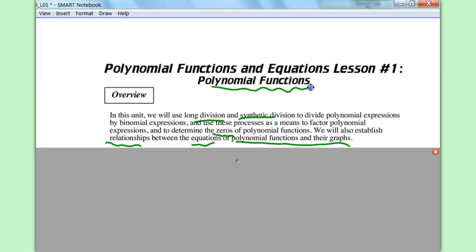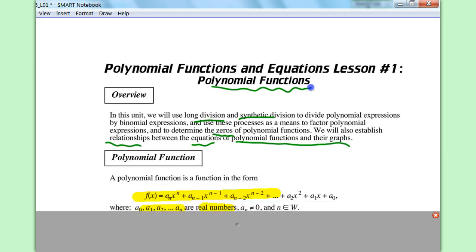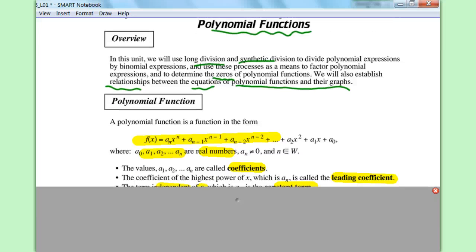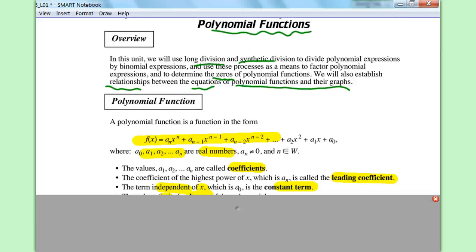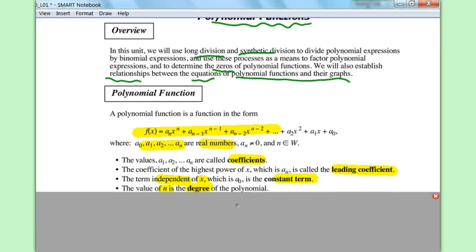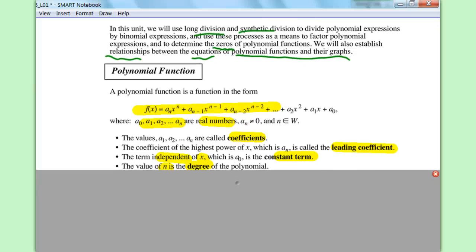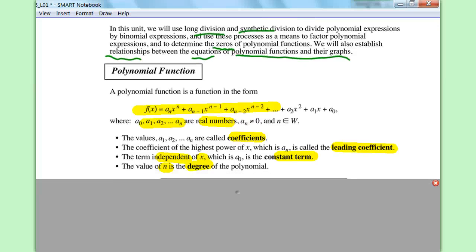So the first thing we want to make sure of is to define what these things are. Clearly there's the equation, but what does that mean? The values you see, a, a1, a2, a3, are just numerical coefficients. The coefficient of the highest degree term is called the leading coefficient, because we put them in descending order. The term independent of x, the one without an x at the back, is called the constant term. The highest degree exponent is called the degree of the polynomial, and those things really matter.